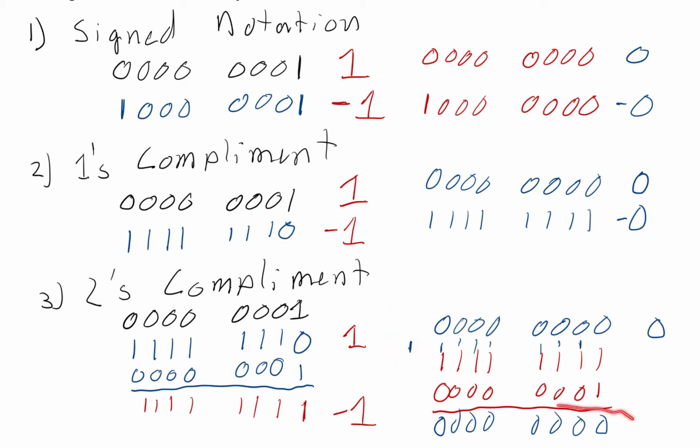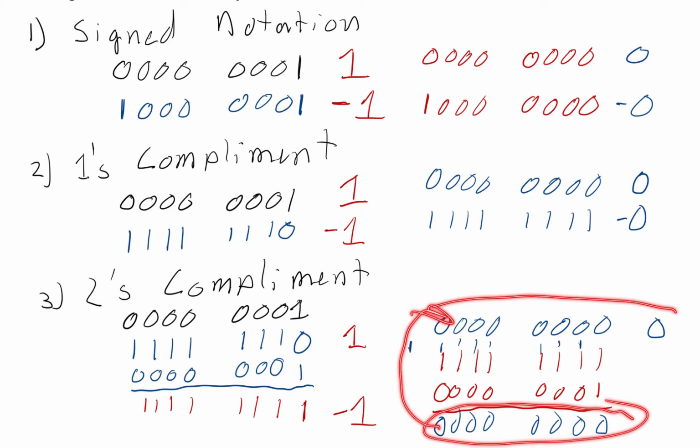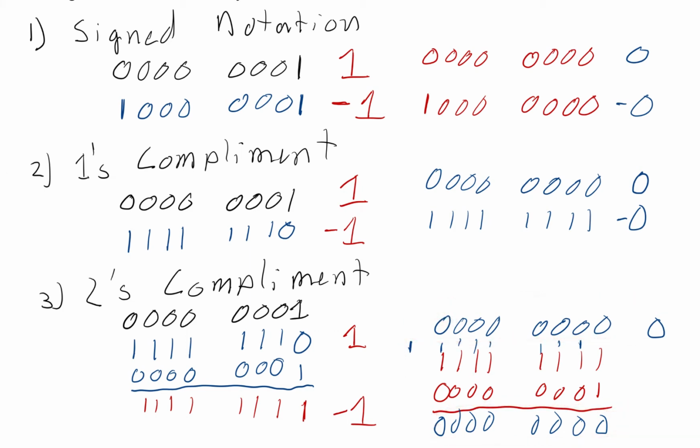And what are we left with? Well, 0. So 2's complement removes having two different zeros in our number system. And that is very helpful for us. So we're going to use 2's complement numbers.